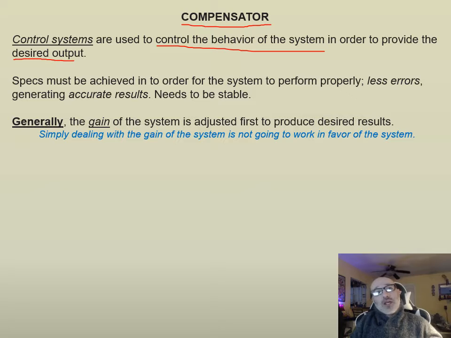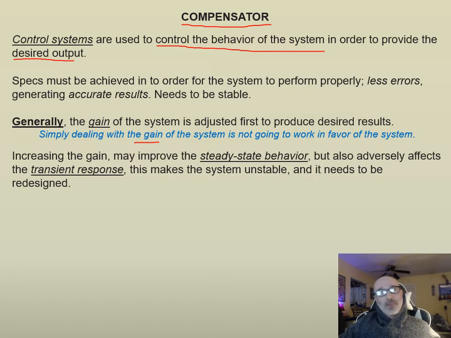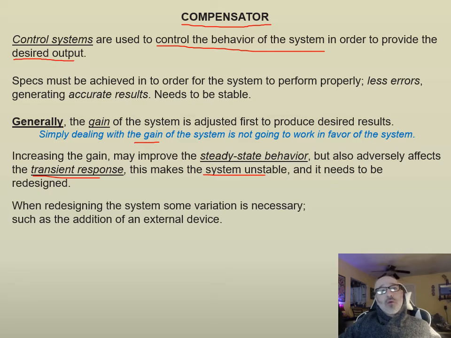Generally speaking, we use the gain of the system to adjust first to produce our desired results. But the thing to think about is that simply dealing with the gain of the system is not going to work in favor of the system as a whole. If we increase the gain, it may improve the steady state behavior, but it is also going to adversely affect the transient response. This can make the system unstable and it needs to be redesigned. When we're redesigning the system, some variation is going to be necessary, such as possibly the addition of an external device.